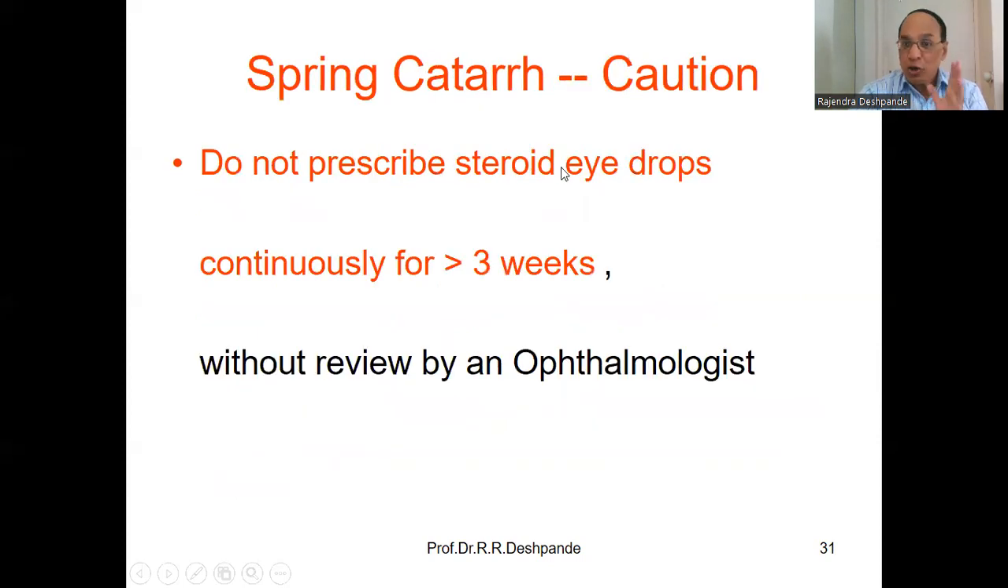Spring catarrh caution: do not prescribe steroid eye drops continuously for more than 3 weeks. Steroid eye drops should never be used for more than that. I am not saying don't use them; I am saying not more than 3 weeks, without review by a specialist MS ophthalmologist. Only if the ophthalmologist says to continue should you continue. Otherwise, a general practitioner should not use these steroid eye drops for more than 3 weeks.